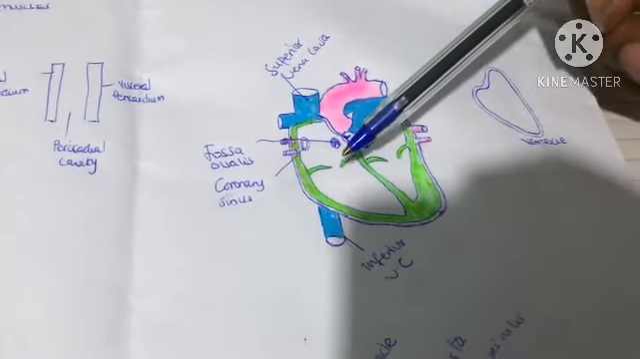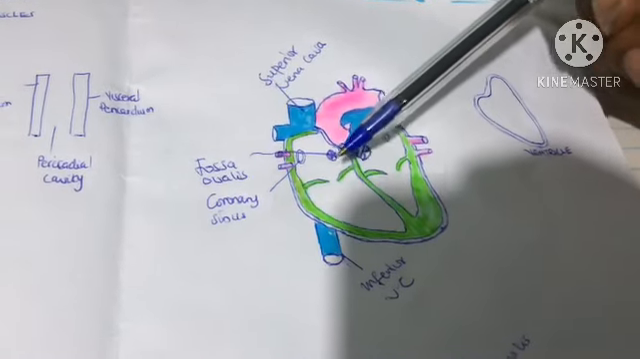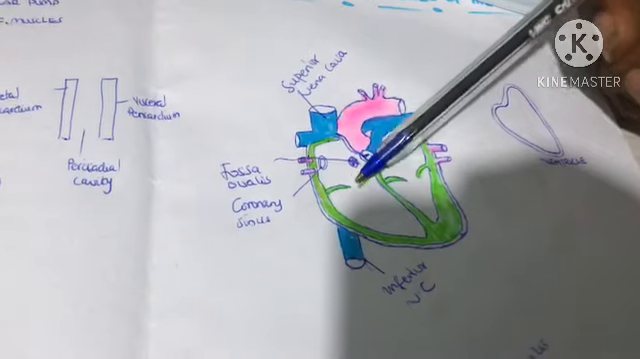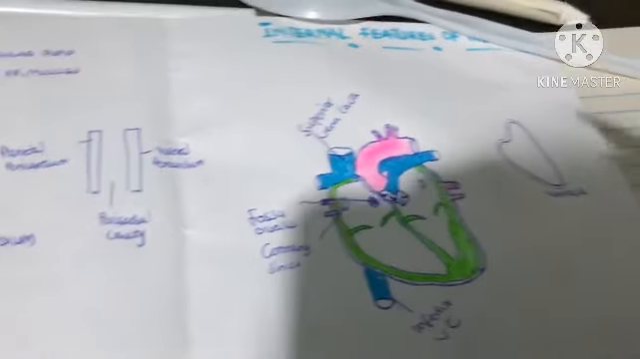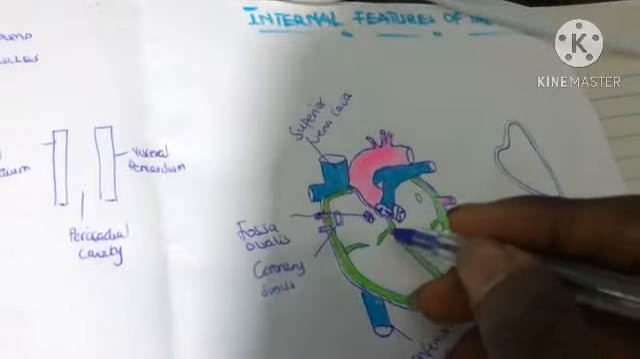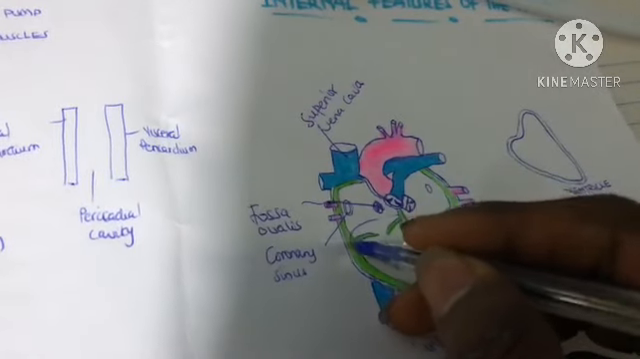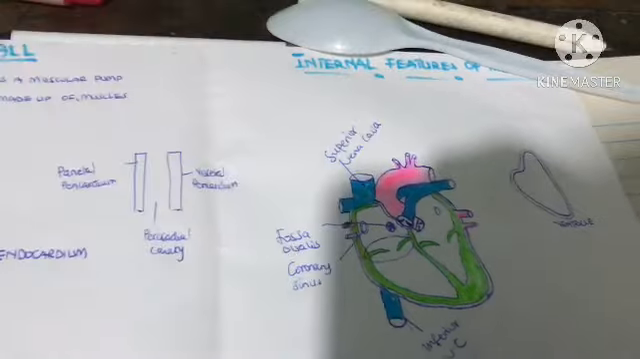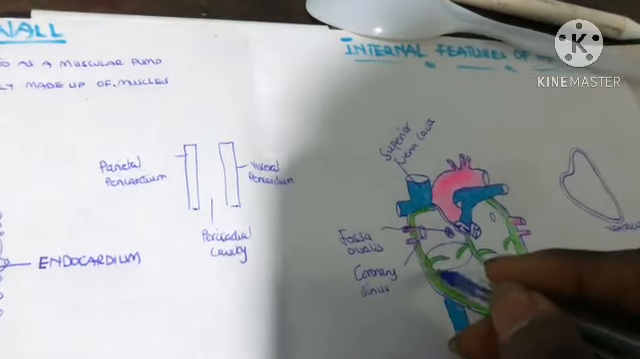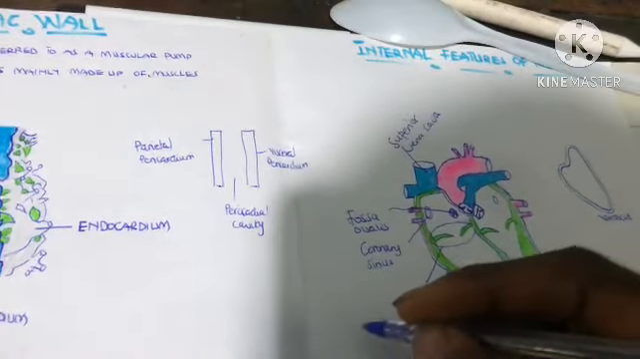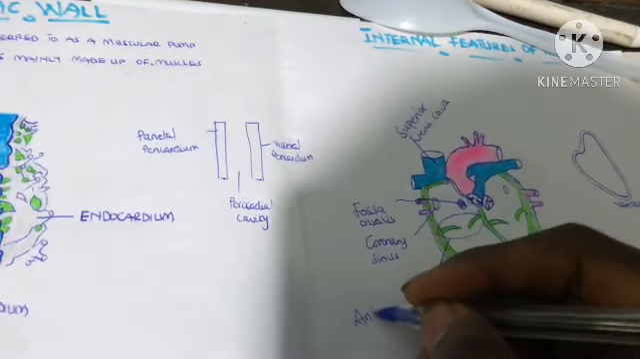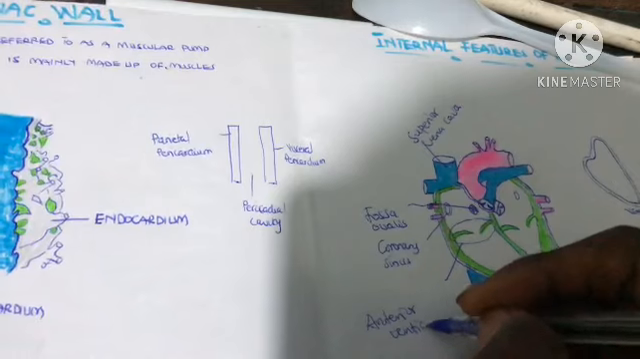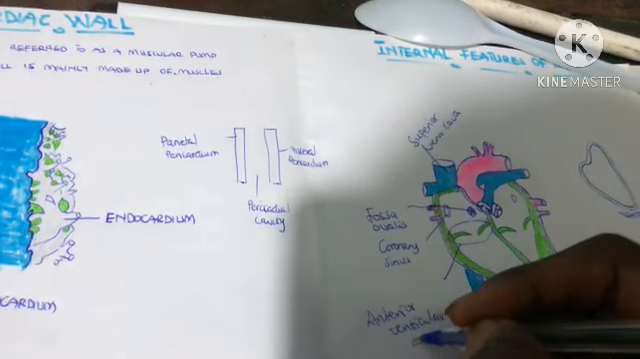But before that, let's look at something here. You can see that the right atrium is separated from the left atrium by these valves. But in reality, there is an opening here, and that opening is called the atrioventricular orifice.